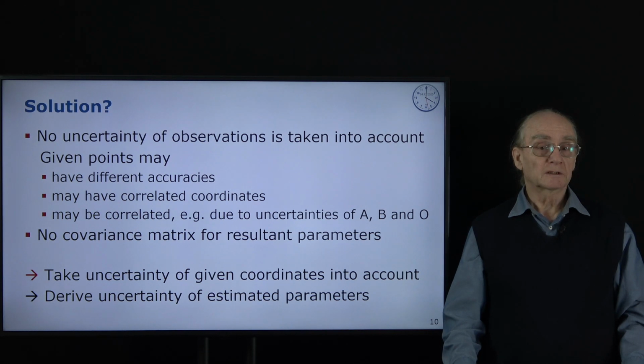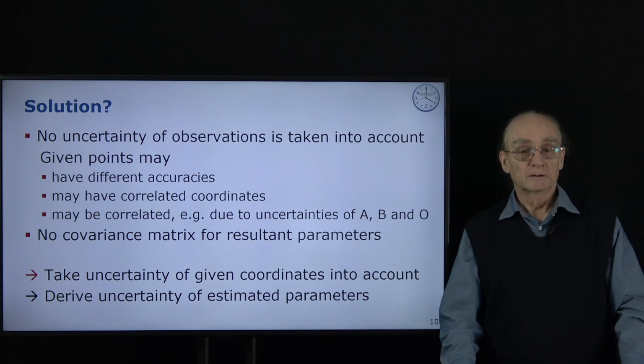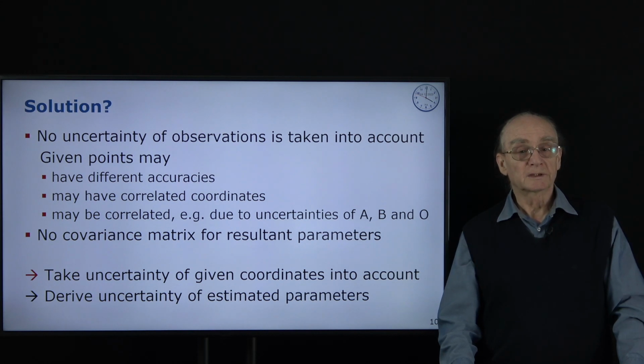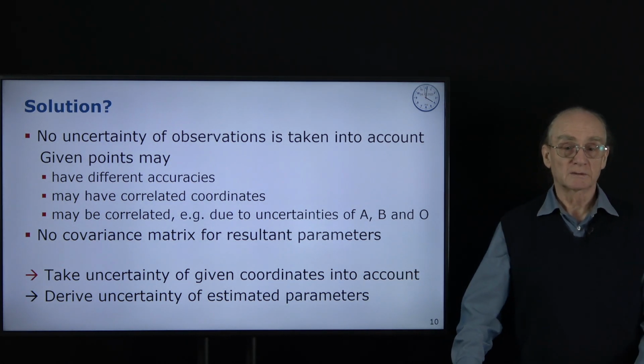So in general, we need to take into account all these different types of uncertainties. And the second is that these direct solutions do not provide any uncertainty about the estimated parameters. There is no covariance matrix for the resultant parameters. So the task is really, we have to look into how can we take the uncertainty of the given coordinates into account, and how can we then, if we do the estimation, derive the uncertainty of the estimated parameters.